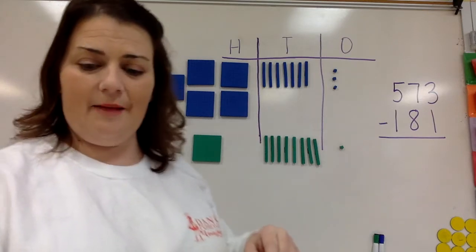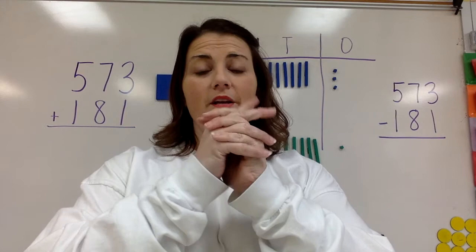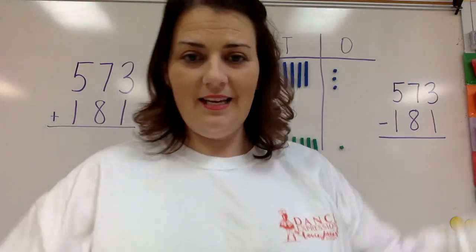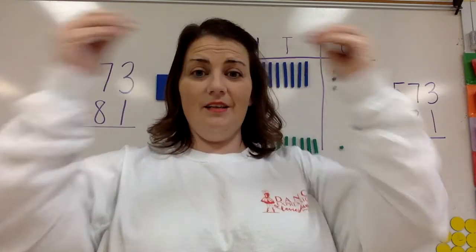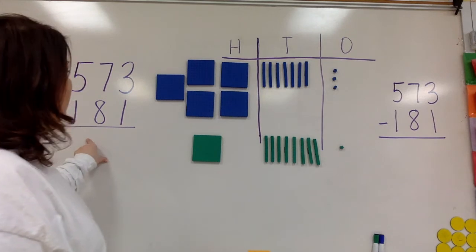The process is the same. For addition, we take two numbers and combine them. Subtraction, we take one number and take some away. So they're complete opposites. Addition, subtraction. Okay, so let's add first. I'm going to add the ones place first.